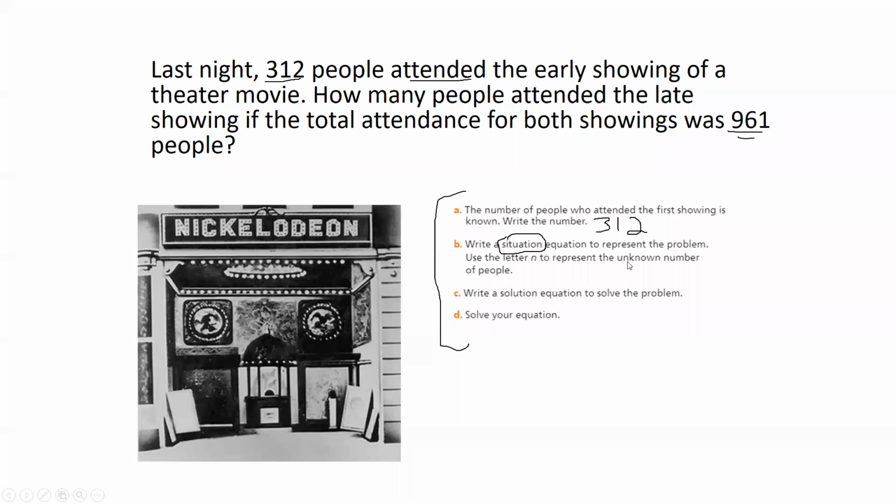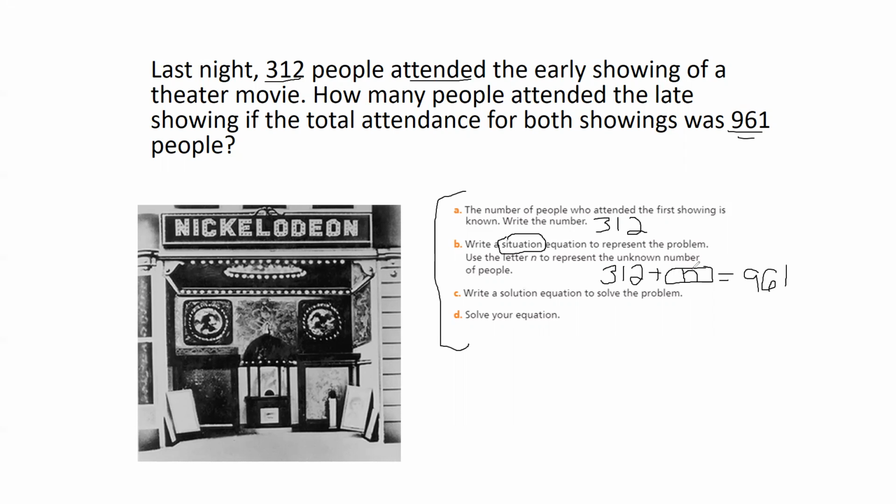So we're going to say 312. That's the first showing. Plus the second showing, which we don't know, equals, together, they equal 961. But they said the unknown should have the letter N instead of an empty box. So put the letter N there instead. So 312 plus N equals 961. Perfect. Now it says, can you make a solution equation?